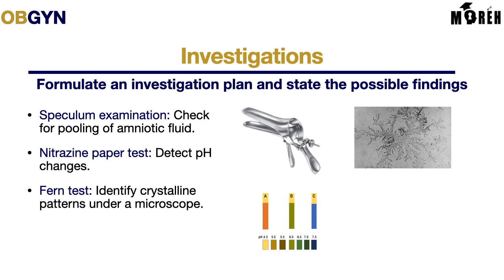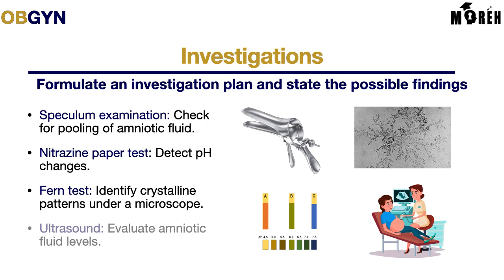Another thing you can do is an ultrasound scan. Once you do an ultrasound scan, you want to look at the amniotic fluid index. It will be reduced, especially if the woman has been discharging the amniotic fluid for a while. It also helps you look at the physical profile of the baby and make sure that the baby is actually okay.